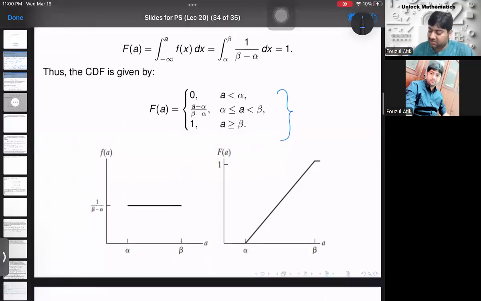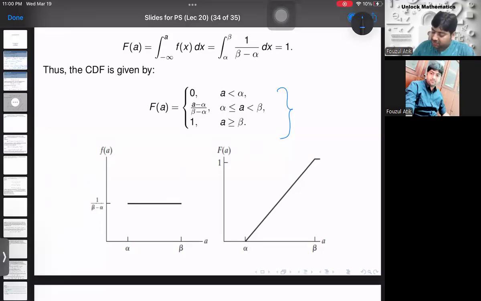Right? In these two pictures we have plotted them. If you plot this F function, before alpha all the values are 0, and from alpha to beta it is a straight line, basically an increasing function, and after beta it is 1. So not only here, it can move up to infinity, all the values are 1. That is the plot of this F, and this is the plot for the PDF, the probability density function, because the value is 1 by beta minus alpha between alpha and beta, and at all other places it is 0. Clear? Okay.